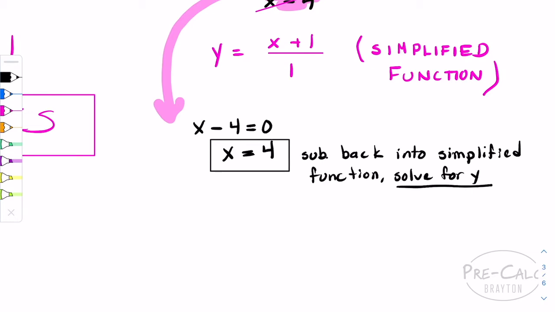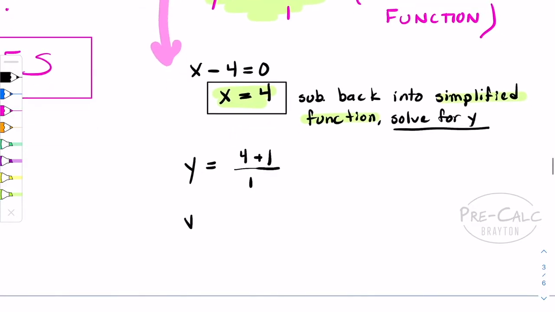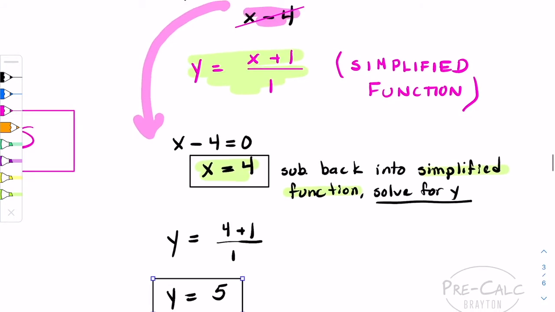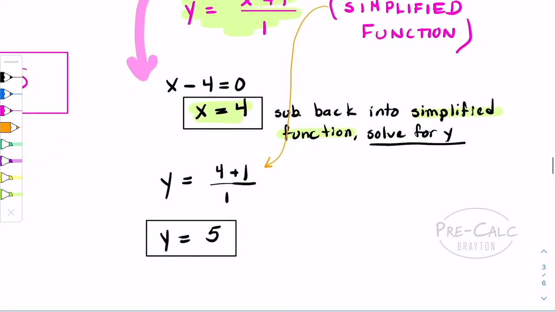Okay, so once we substitute this back into y, we are actually substituting x equals 4 back into the simplified function. So make sure you get that correct as far as which one you're substituting it back into. That means y is equal to 4 plus 1 over 1, which is just y equals 5. Again, you're substituting in from the simplified function. Super important that you get that one.